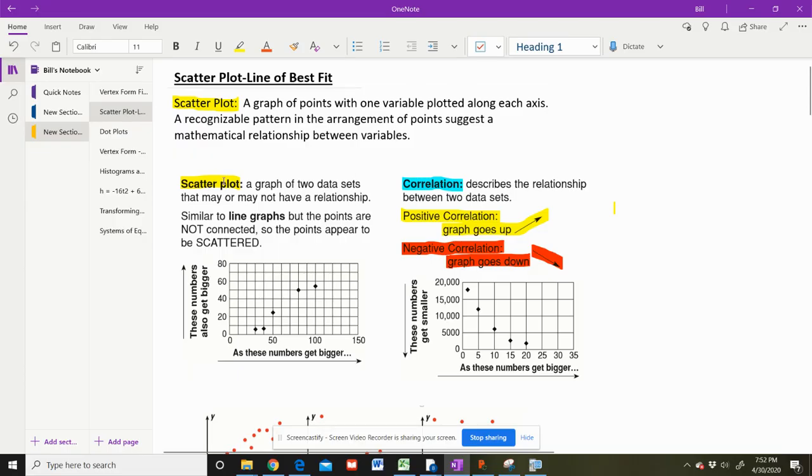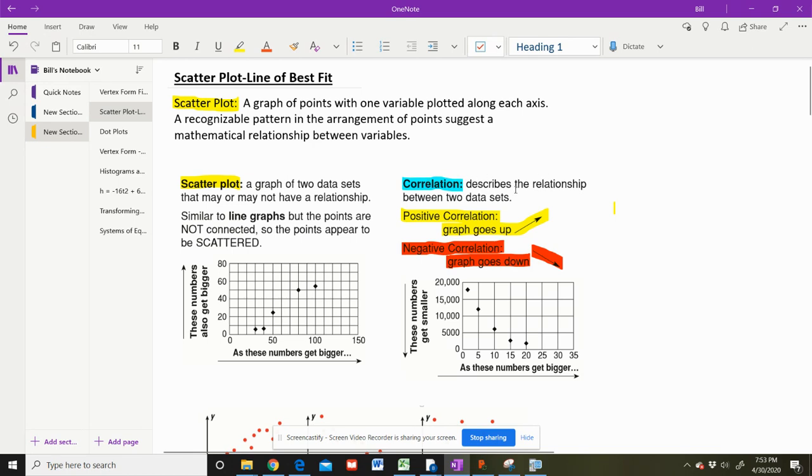All right, so if we look at a scatter plot, a graph of two data sets that may or may not have a relationship, they're similar to line graphs, but the points are not connected. So the points appear to be scattered, like in this graph right here. You'll notice the numbers on the y-axis get bigger as the numbers on the x-axis get bigger, it's going up. It's increasing, and we reviewed that last time. It has a positive correlation, right? So positive correlation, the graph is going up diagonally.